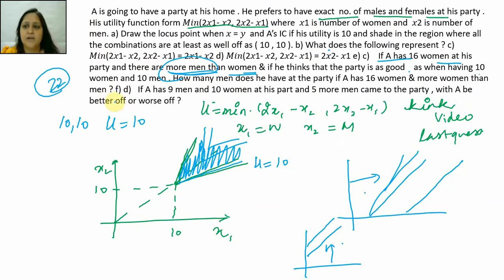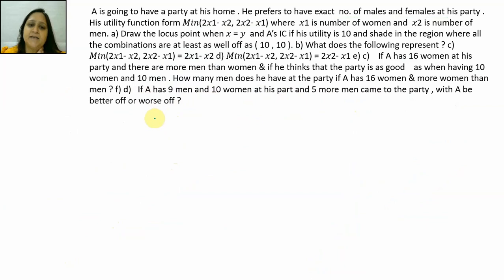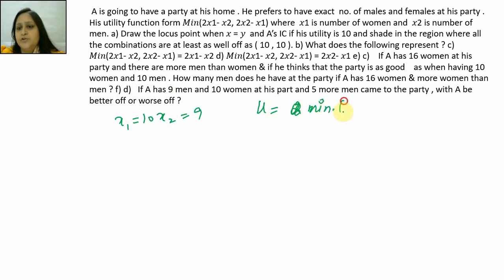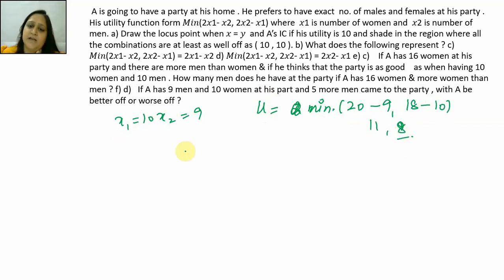22. How many men will there be? If A has 9 men and 10 women at his party and 5 more men come to his party, will A be better off or worse off? Let's see. If A has 9 men and 10 women, then utility is the minimum of 2 into 10, 20 minus 9, comma 2 into 9, 18 minus 10, which is 11 comma 8. So the minimum is 8. So his utility from this is 8.